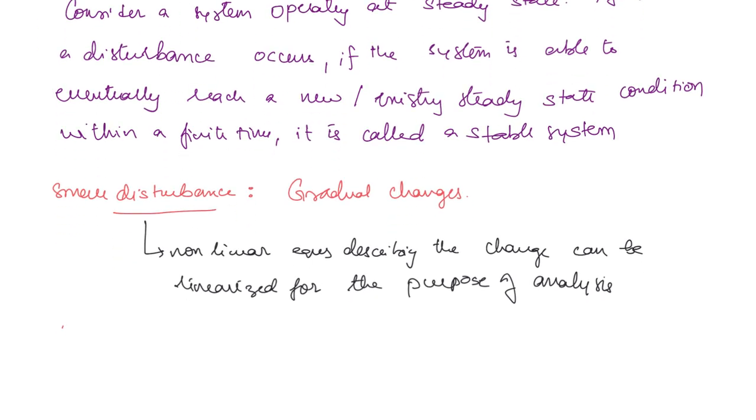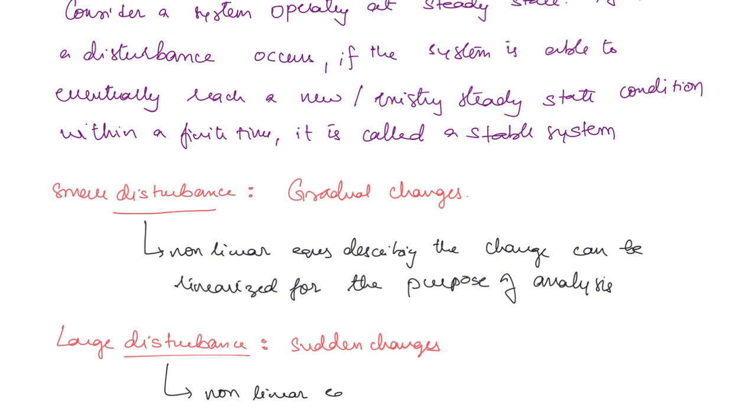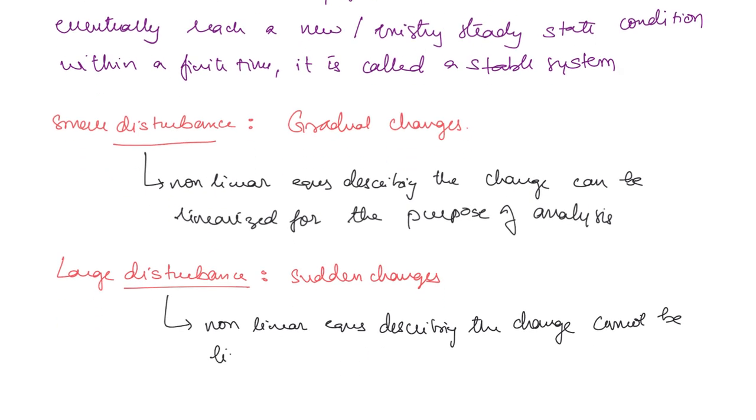Next, large disturbances. If small disturbance is gradual change, then large disturbance is nothing but sudden changes. And here the equations cannot be linearized. So large disturbance is sudden changes, and the non-linear equations describing the system cannot be linearized. Now the stability studies are also classified into different types. So we will see what these different types are.